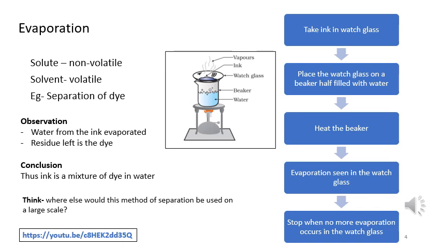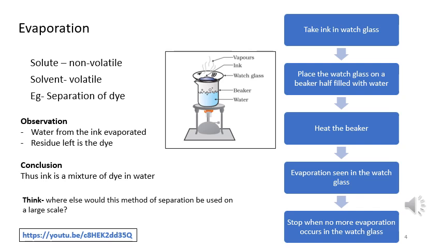Now, evaporation works on a mixture. Let us take an example of a dye, which has two components. One is the solute, which is non-volatile, and the second is the solvent, which is volatile. So, the principle that I am using over here is that I can separate the volatile component from the non-volatile component by the method of evaporation.